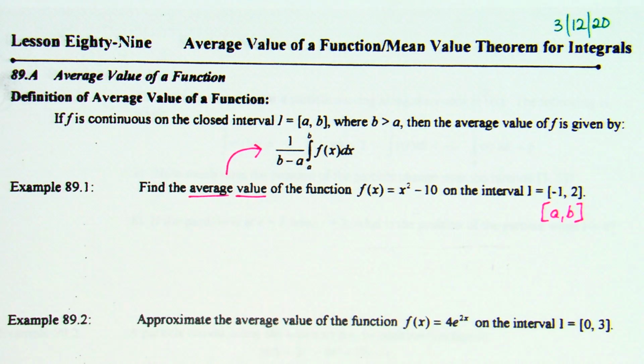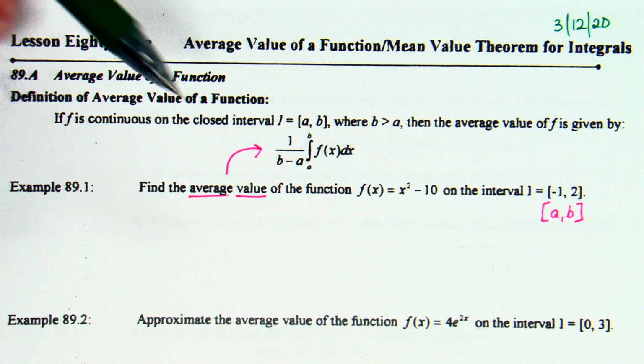What happens if B is not larger? We wouldn't be talking average value here. Things would have to change. So you won't see a problem like that; the ones you'll be given, the B will be larger than the A.